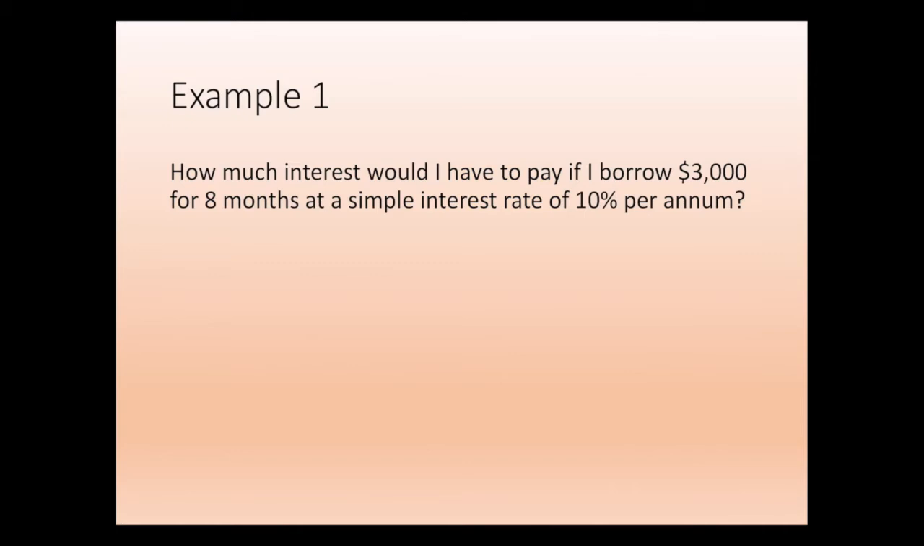Example 1. How much interest would I have to pay if I borrow $3,000 for 8 months at a simple interest rate of 10% per annum? So this is P, this is R, and this is T. So T is actually now 8 over 12. If you want to simplify it, that's fine, which is 2/3 of a year. It's actually up to you.